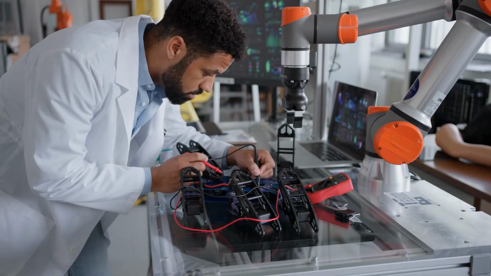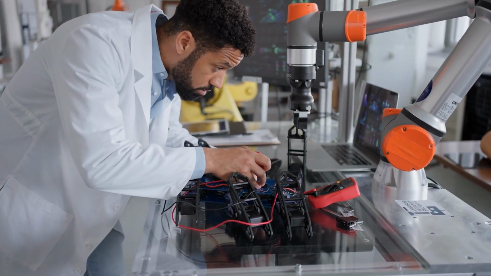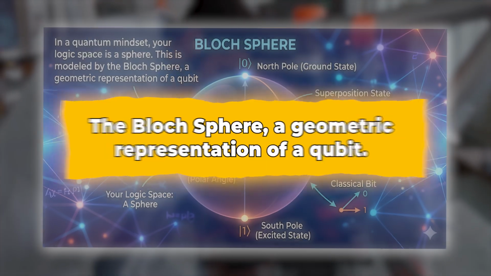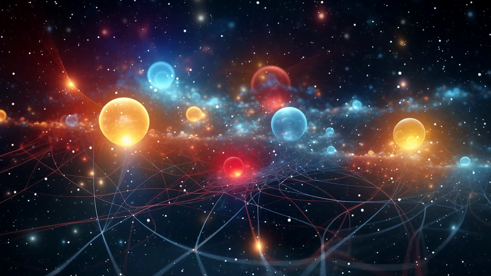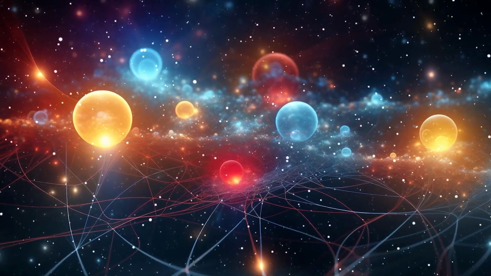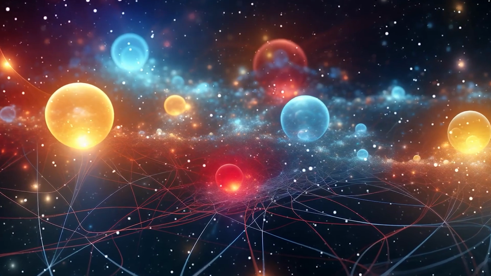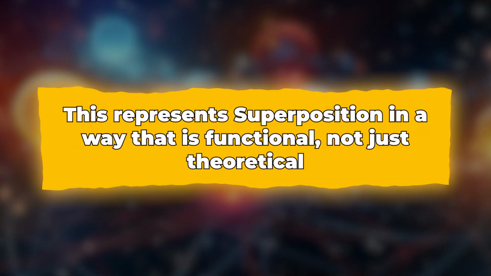In classical engineering, your logic space is a line between 2 points. In a quantum mindset, your logic space is a sphere. This is modeled by the Bloch sphere, a geometric representation of a qubit. While a classical bit can only be at the North Pole 0 or the South Pole 1, a quantum mindset allows you to operate anywhere on the surface or even inside the sphere. This represents superposition in a way that is functional, not just theoretical.